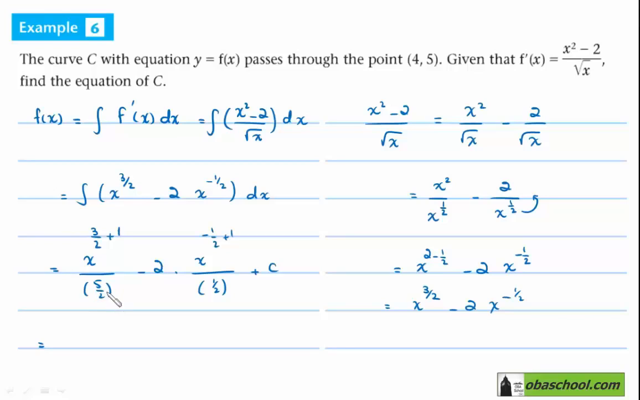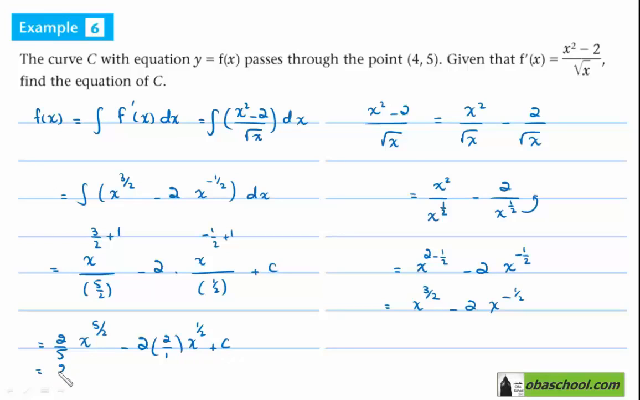Let's now do some calculation. To get rid of the denominator of the first term, we take its reciprocal, so it's 2 over 5 x to the power 5 over 2, minus 2 multiplied by the reciprocal of the denominator of the second term, 2 over 1, multiplied by x to the power half, plus the constant.